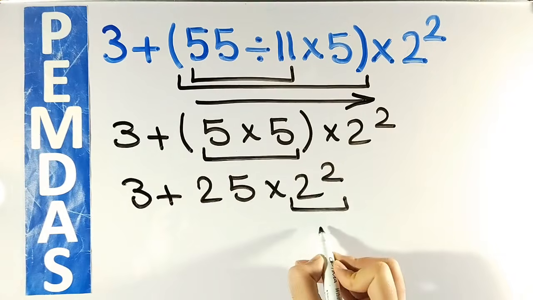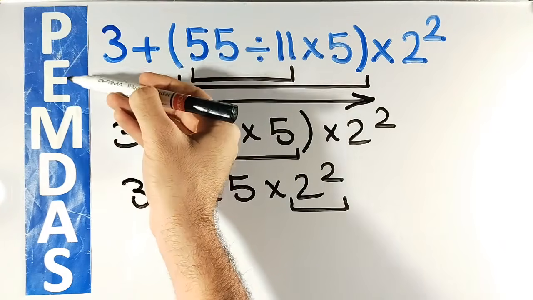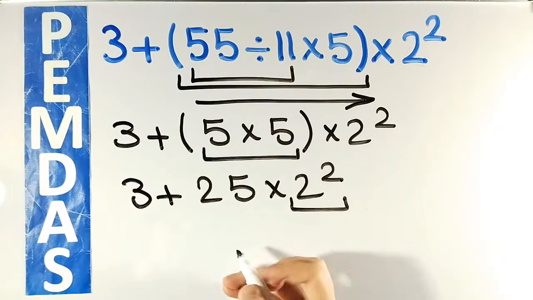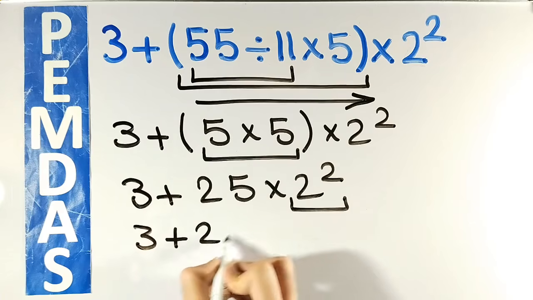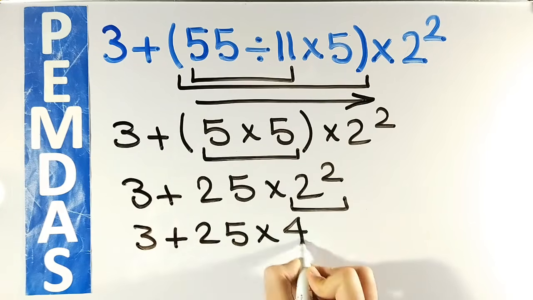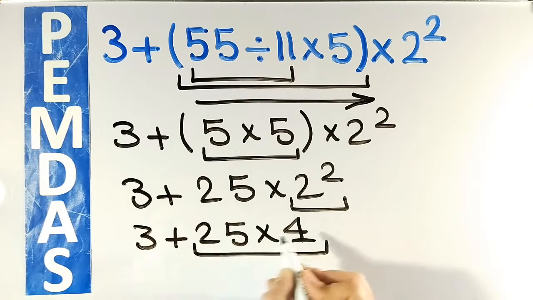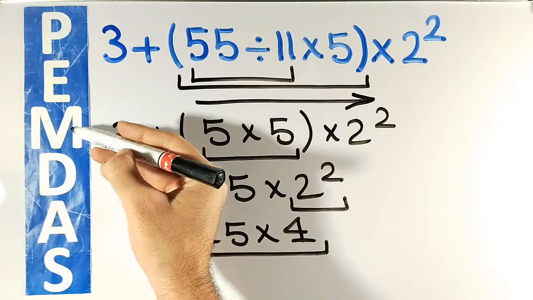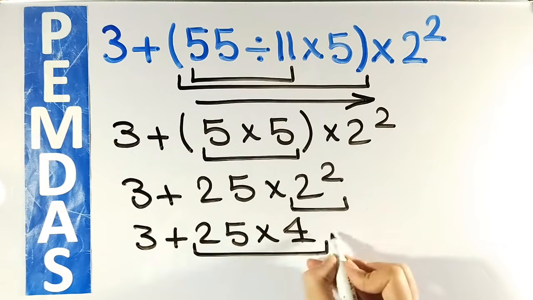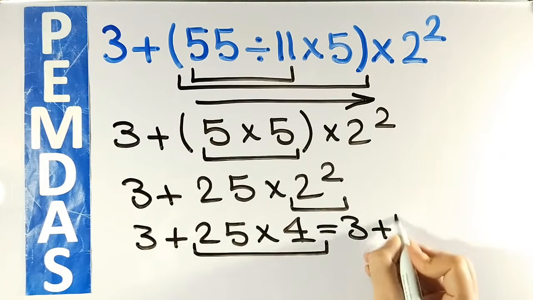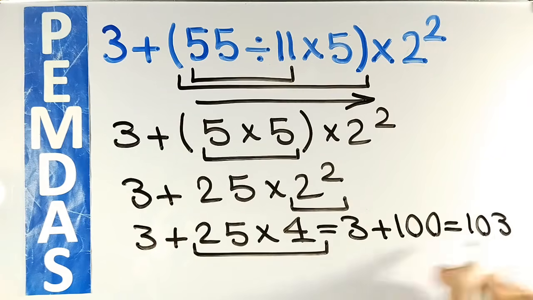Then we go for the exponent, because in the PEMDAS rule, after parentheses, exponent has a higher priority than the other operation. So, we rewrite this expression as 3 plus 25 multiplied by 4. And the final step, we go for the multiplication between 25 and 4, because multiplication has a higher priority than addition. So, we rewrite this expression as 3 plus 100, which finally gives us the answer 103.